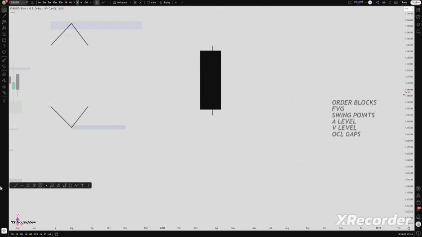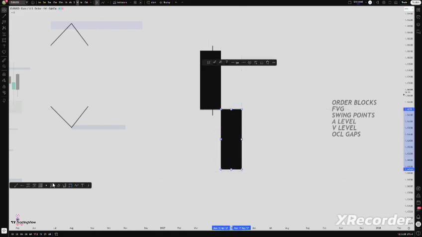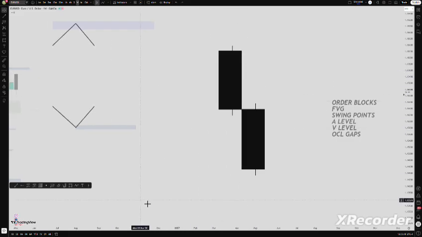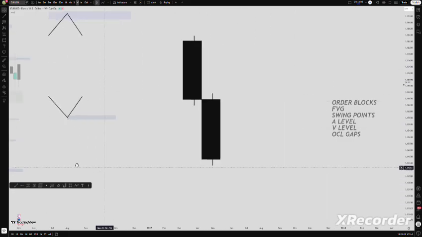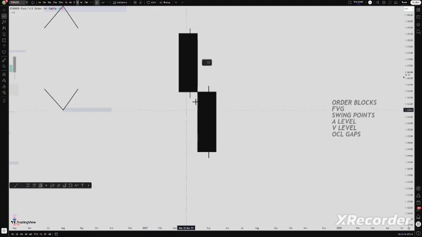Now, take for instance, this is a bearish candle, and we have another bearish candle forming to the side of it. Draw our wicks. Once you see this price signature, this is what we refer to as an OCL.